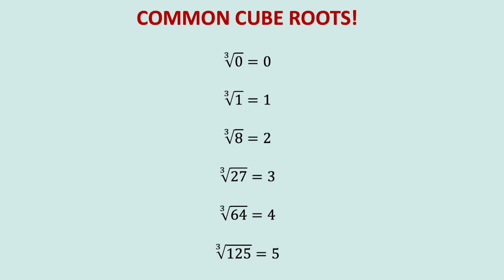So the cube root of 0 is 0, the cube root of 1 is 1, the cube root of 8 is 2, the cube root of 27 is 3, the cube root of 64 is 4, and the cube root of 125 is 5. So try to remember these, and try to remember how to find cube roots through reasoning or through factorization, and remember how to use cube roots in equations and expressions, and remember that cube roots can be positive or negative.